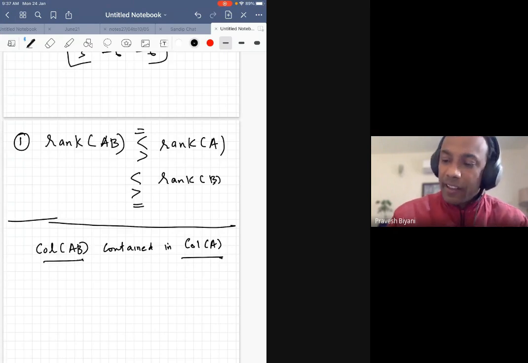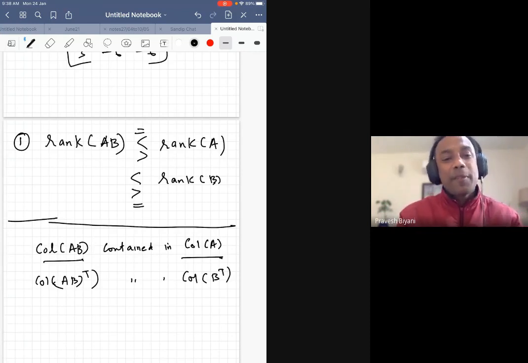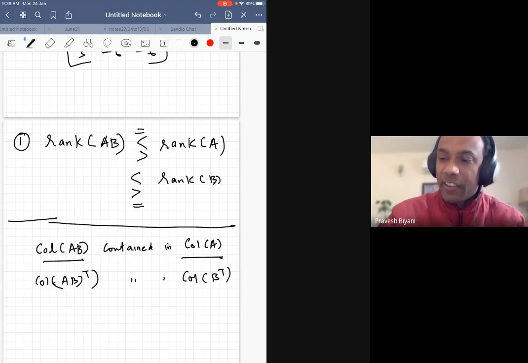Similarly, the column space of AB transpose is contained in the column space of B transpose. Similar thing, right? Therefore the rank of AB is also less than or equal to the rank of B, because the rank of AB is nothing but the rank of the column space of AB transpose, right? We just saw this here.